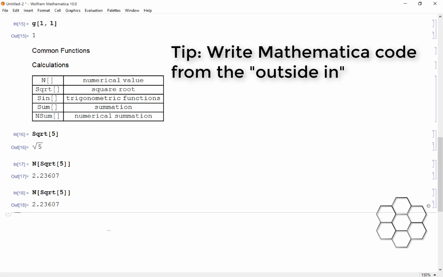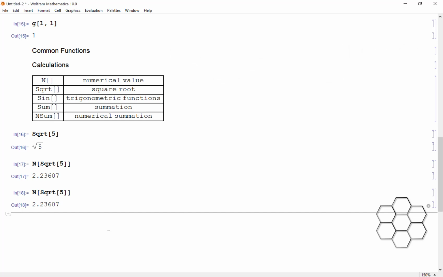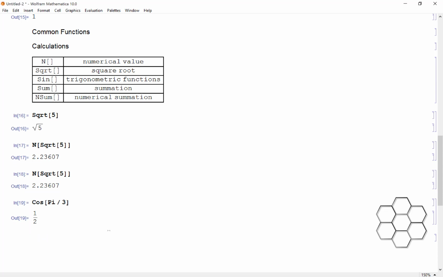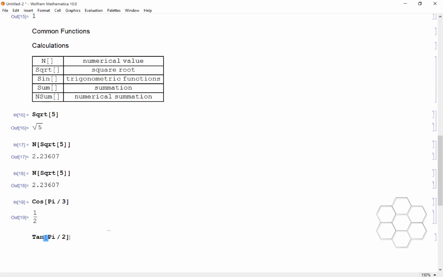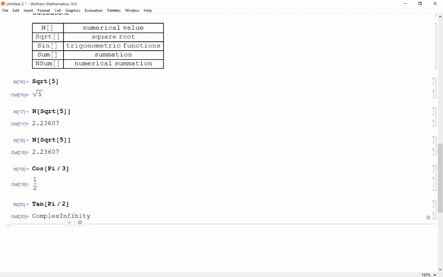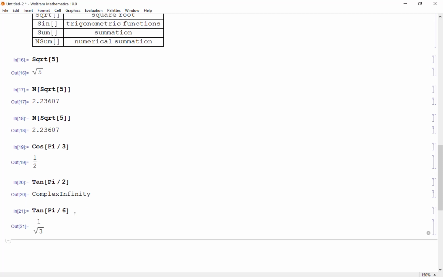Okay, now going over a few more of these functions, I have all the trigonometric functions available. I just wrote sine there, but I could do cosine or whatever I want. So let's say I want to take cosine of Pi over 3. Pi is capital Pi. There it is, 1/2. If I said tangent of Pi over 2, oh, complex infinity, that means it's undefined. If I do tangent of Pi over 6, I get 1 over root 3. But if I want the decimal expansion of that, I can just put the N function around it and get my decimal value.